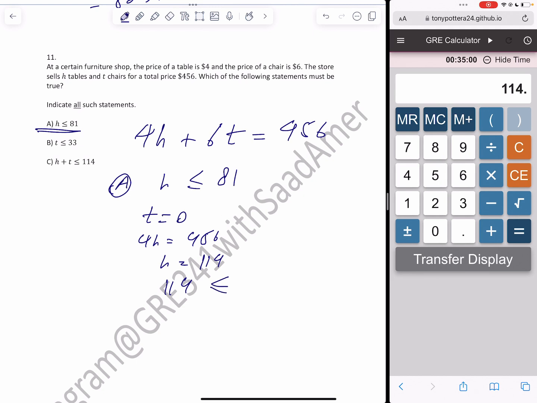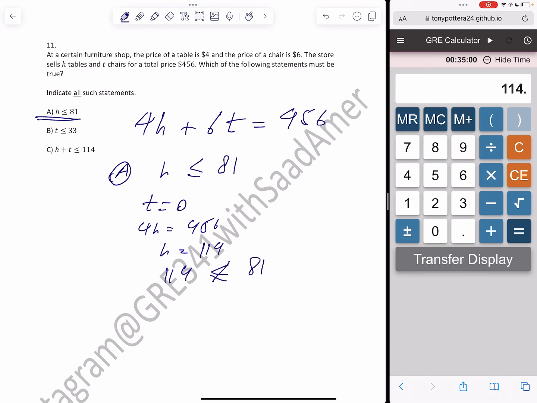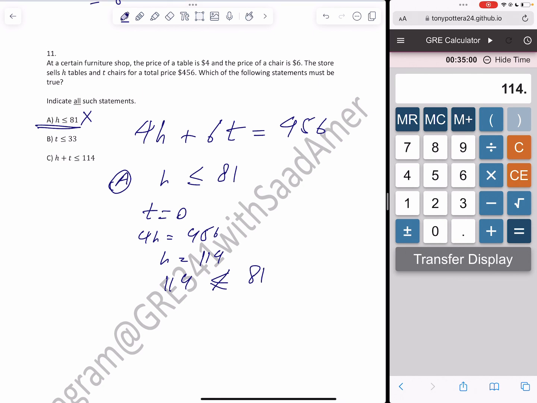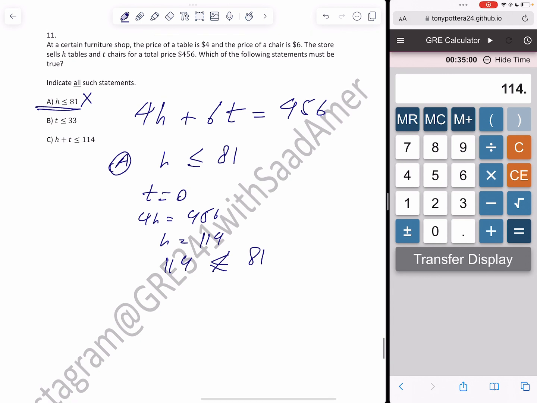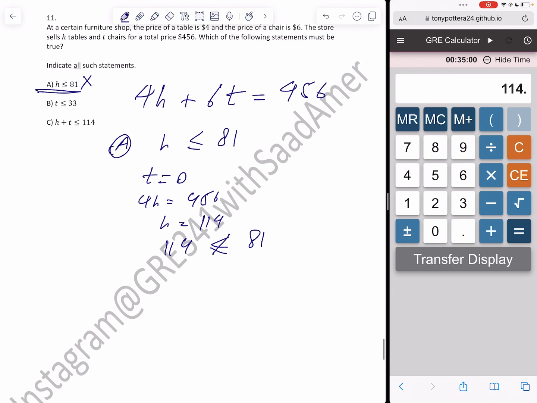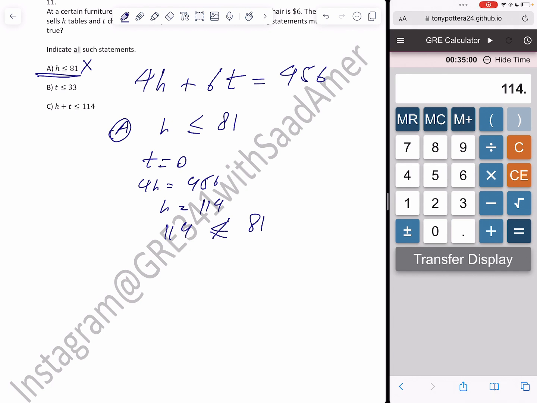114 does not satisfy this equality. As a result, option A is wrong. The reason why it's wrong is because T could be anything, right? It's not specified. He could sell 0 chairs, and as a result, he'll sell all tables. H need not necessarily be less than or equal to 81.